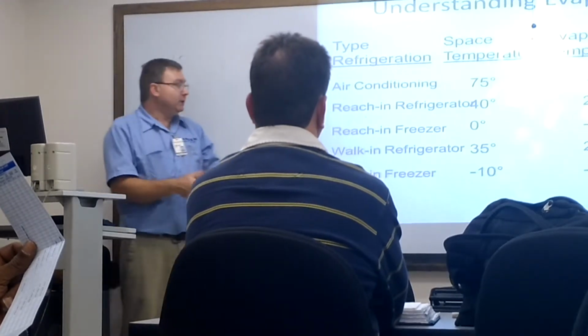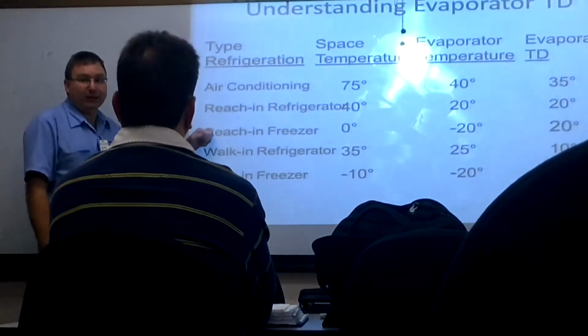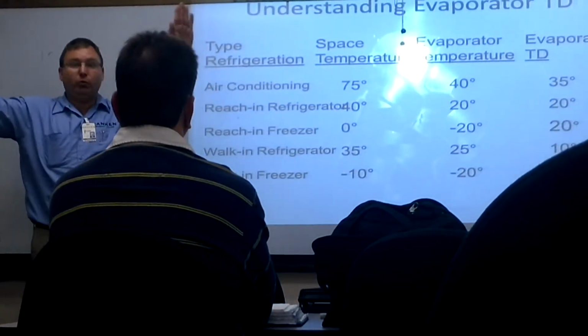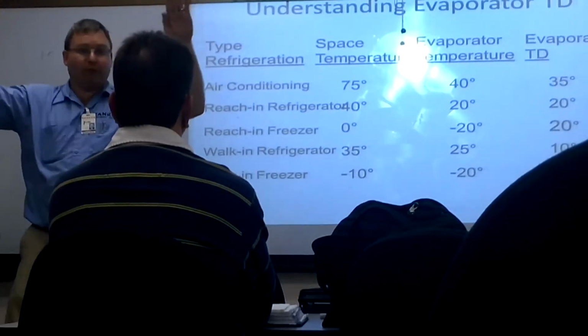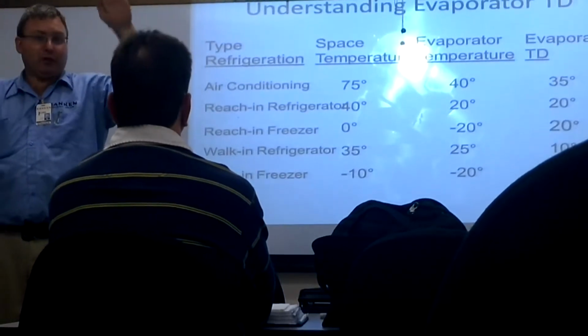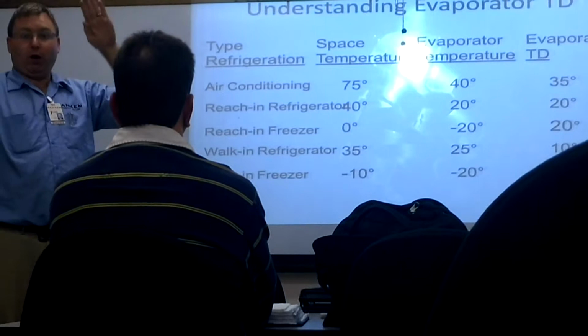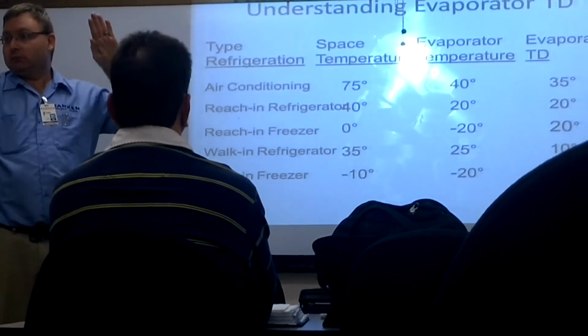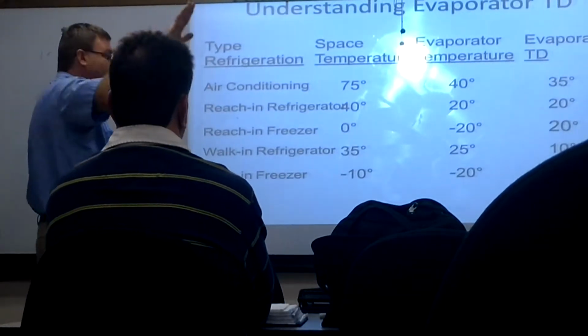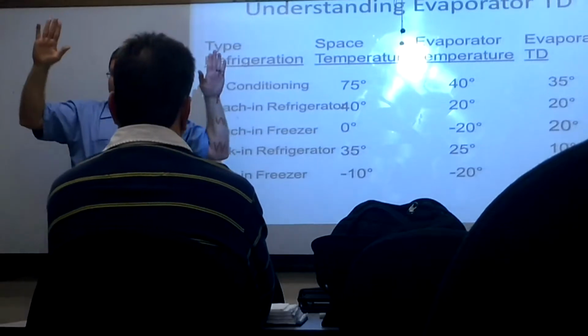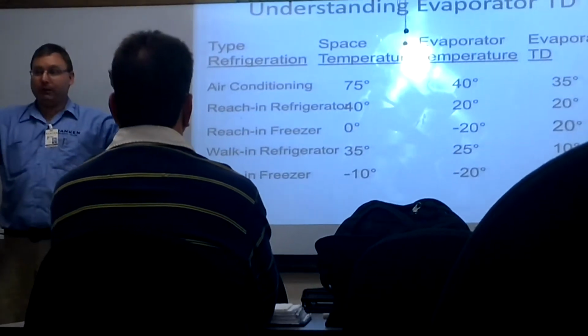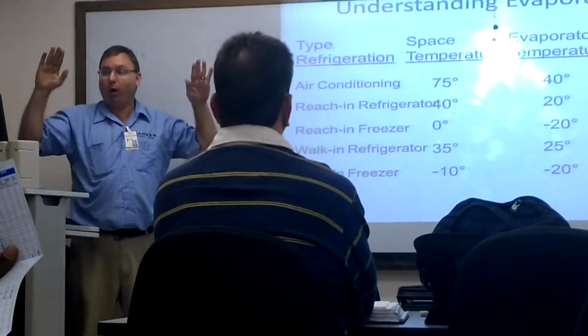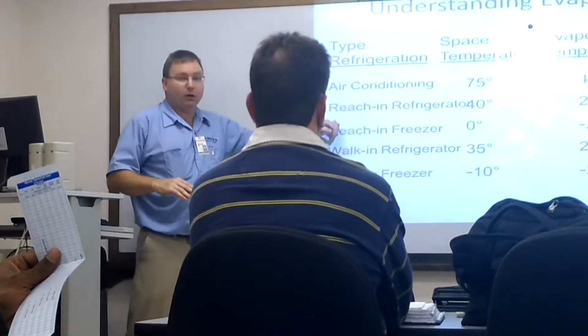Okay, so TD is very important in our field because you could be working on two identical cases that look identical to one another, and they could be running two different TD ranges because they have two different applications. So like a produce box, you're going to have more TD than you are on a soda box. The produce cases sometimes will throw you a fit when you're working on them because your evaporating temperature is up so high on them and you can't figure out why. It's because you're running more TD on the coil.